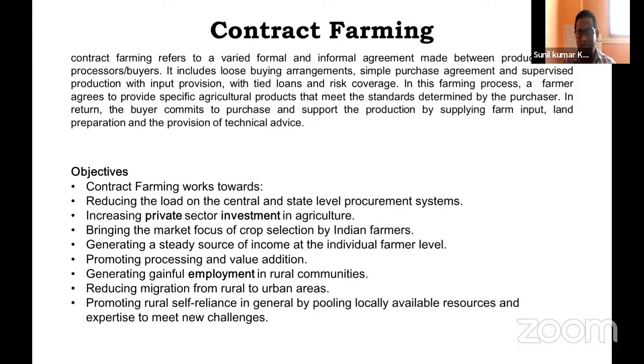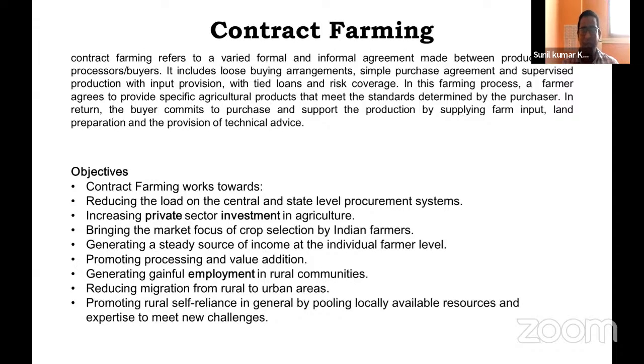In Punjab, it started with the PepsiCo model itself. And the basic objective of contract farming was to reduce the load of central and state level procurement systems, since this system can provide procurement to the farmers, and to increase private sector investment in agricultural research.